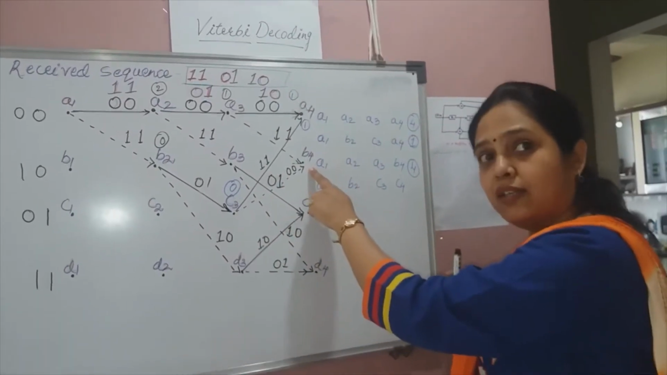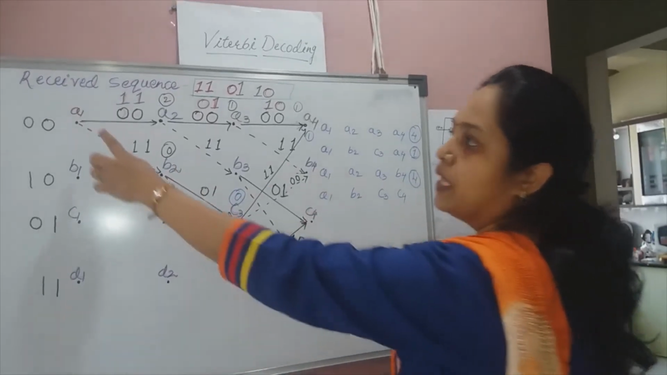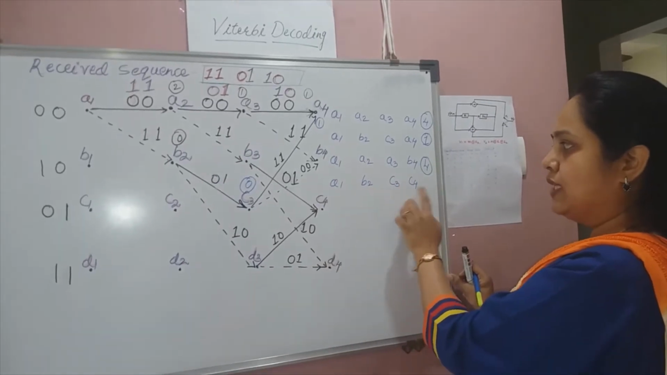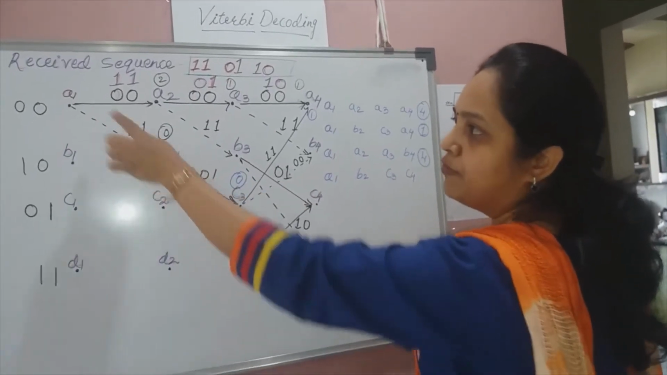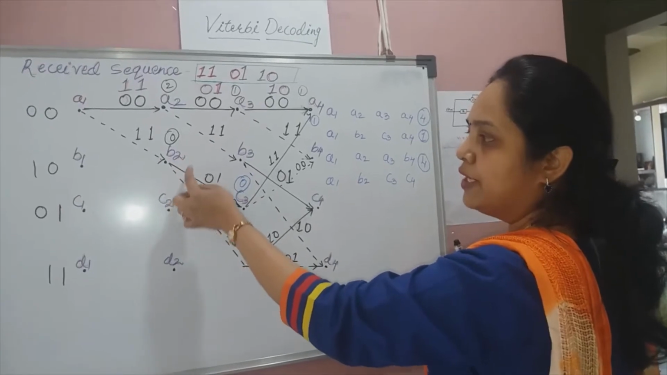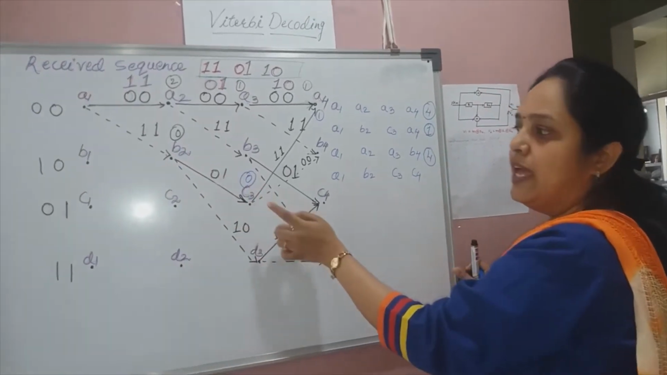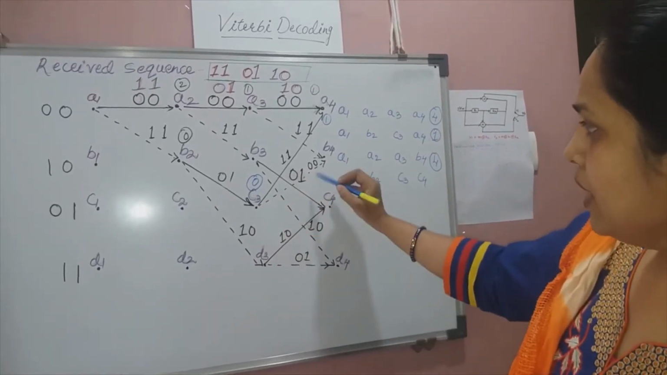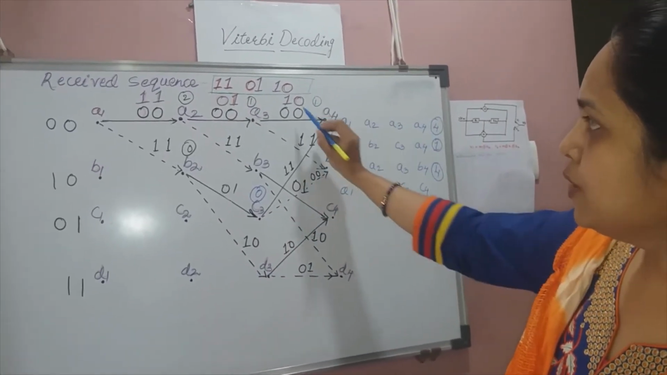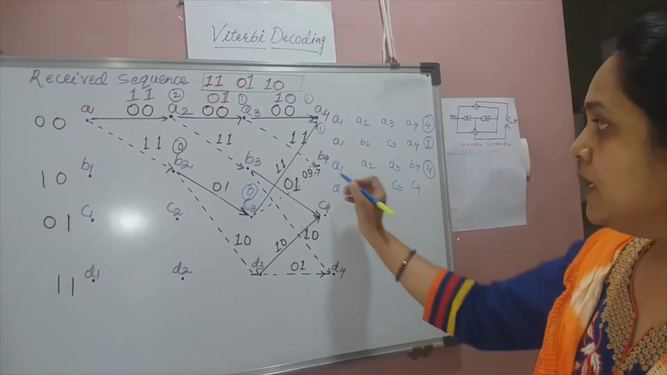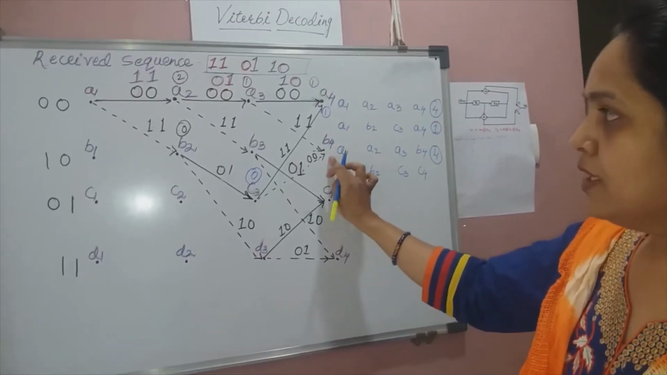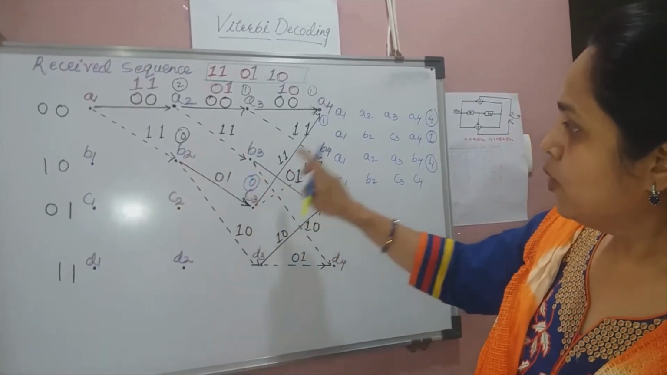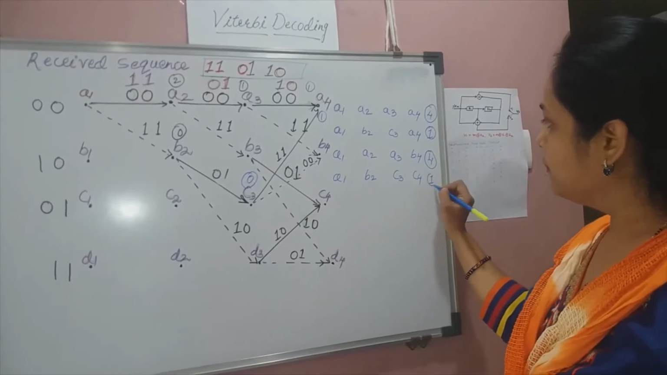The second path coming at node B4 is A1, B2, C3 and B4. So the weight of A1 to B2 is 0. Weight of B2 to C3 is 0. And the weight of C3 to B4, which has the standard output as 0 0 and the received output as 1 0, the difference comes out to be 1. So the total weight of this path is 0 plus 0 plus 1, that is 1.